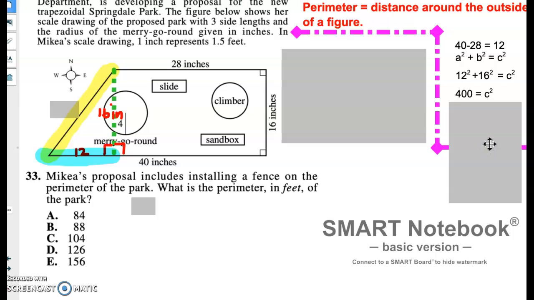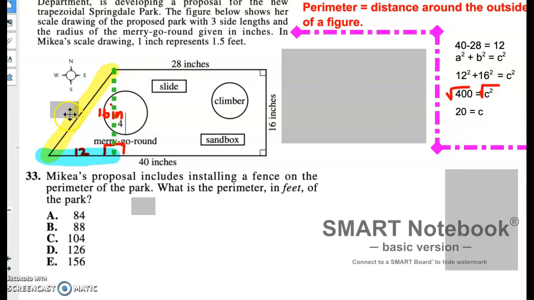We get 400 equals c squared. Then remember, to undo squaring something, we take the square root of both sides. So I'll draw that in really quick. And when we do that, we get that c is equal to 20. So the length of this yellow piece is 20 inches. Because remember, the scale drawing is in inches.